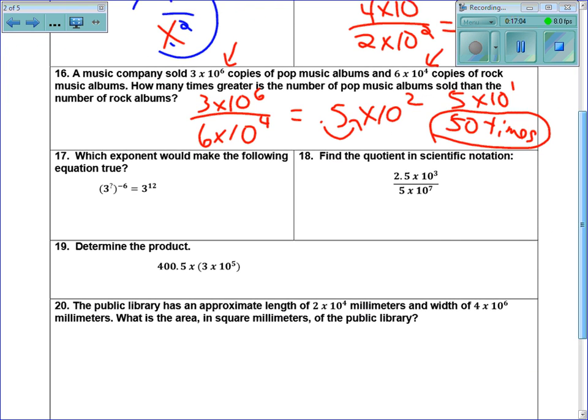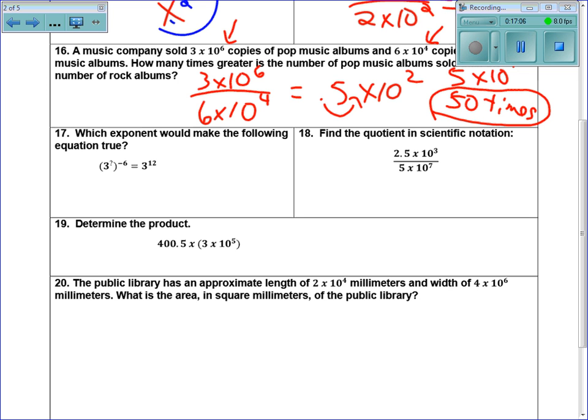Number 17, which exponent would make the following true? So it's a power to a power rule. That means we're multiplying the exponent. So what times negative 6 equals 12? What goes in that question mark? The only thing that goes there, negative 2.